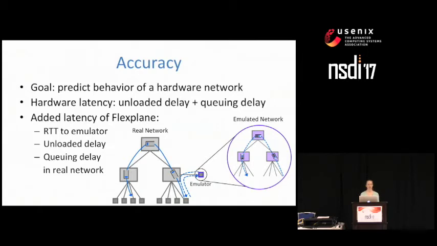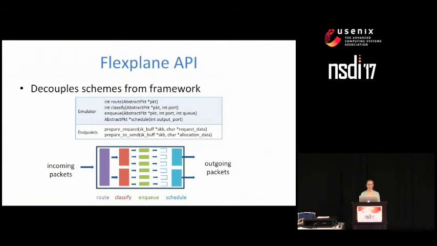In practice, we found that these queues remain small, about 8 to 12 microseconds, when links are fully loaded. Flexplane exposes simple APIs to users so that they can easily write their own schemes. At the emulator, the implemented schemes are decoupled from the emulation framework. Users implement simple functions such as route and schedule in C++ at emulated routers, and the framework takes care of calling these functions at the appropriate times.